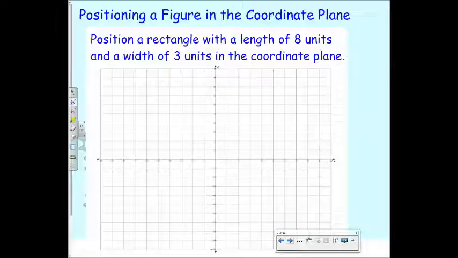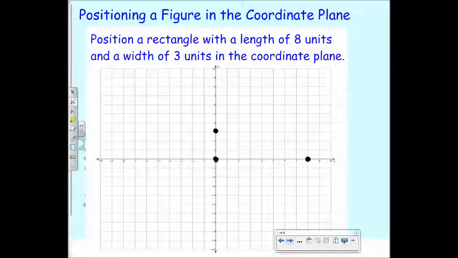Essentially all you're doing is drawing a rectangle in the coordinate plane that's 8 units long and 3 units wide. You can do it anywhere you want, but typically I always put one of the vertices in the origin, at 0, 0, because it makes the coordinates a lot easier. If I want a rectangle that is 8 units long, where would another vertex be? One would be at 0, 3. And the other one is 8, 0. And then where would the last one be? 8, 3.